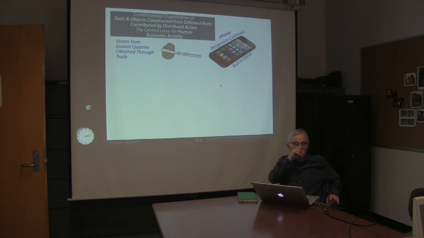There's a classic anthropological example. There was a group in New Guinea that lived on the coast, and therefore they didn't have any stones. So they traded with another group that lived in the mountains. The other group gave them stones they needed for their axes. They gave them stingray spines they could use for spears.